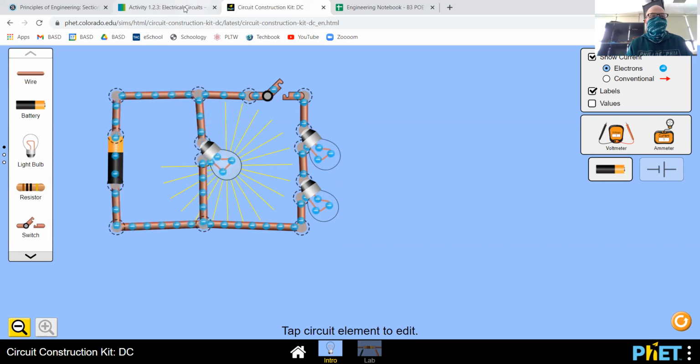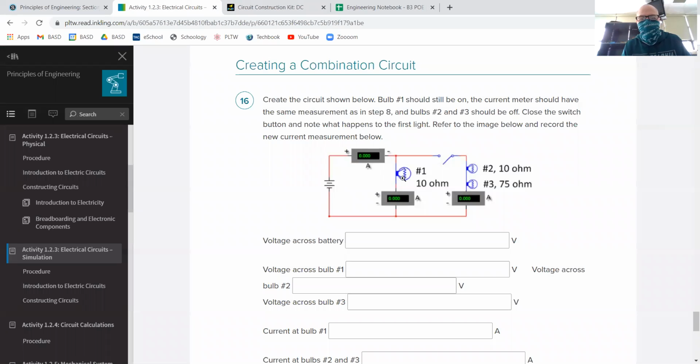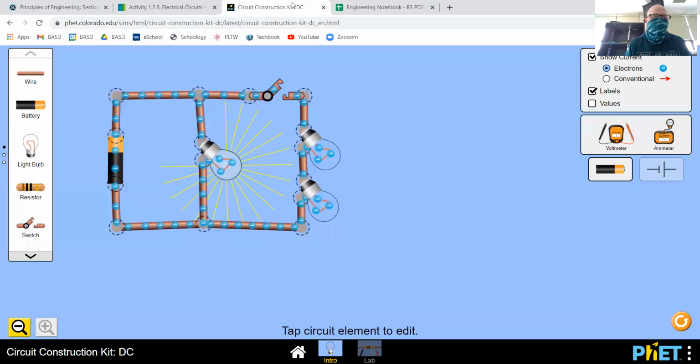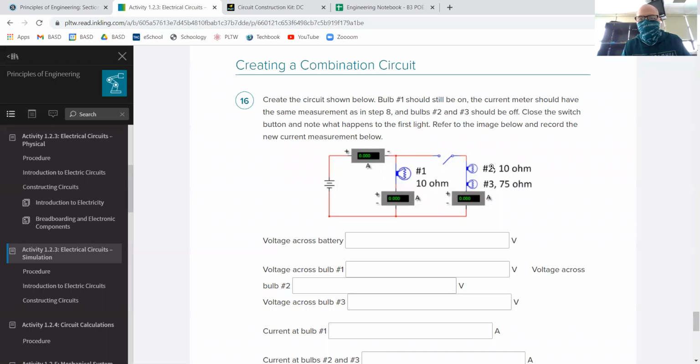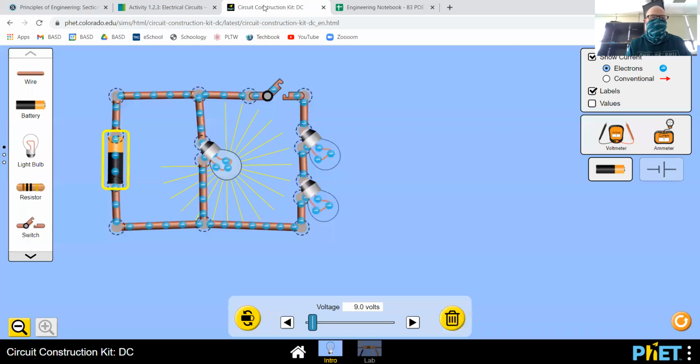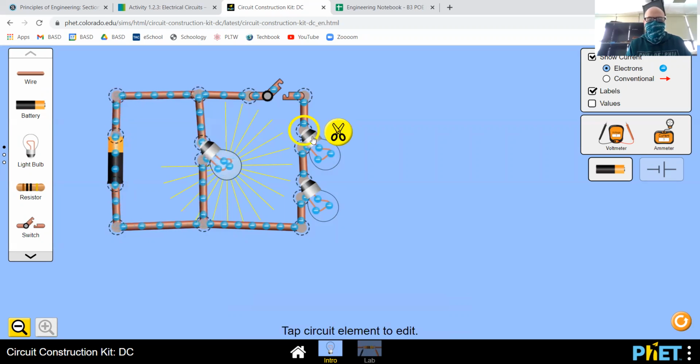Okay, anyway, so there's the circuit. I hope that I got it right. Battery, light bulb, and a switch. And I don't know if it specifies, but the default for the battery is usually 9 volts, okay? And then they say here 10 ohms, and 75 ohms, if you're counting this as 1, 2, and 3. So this defaults to 10.